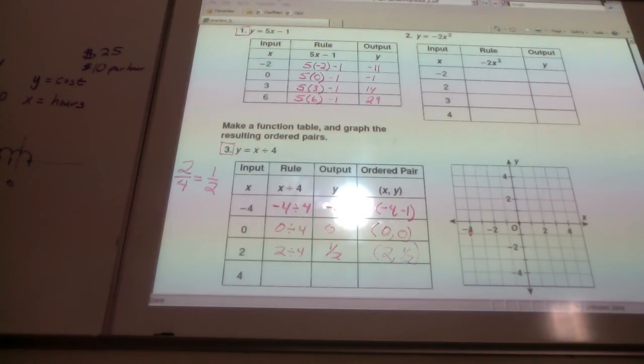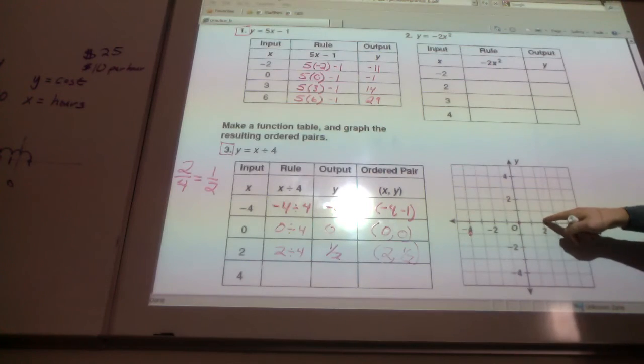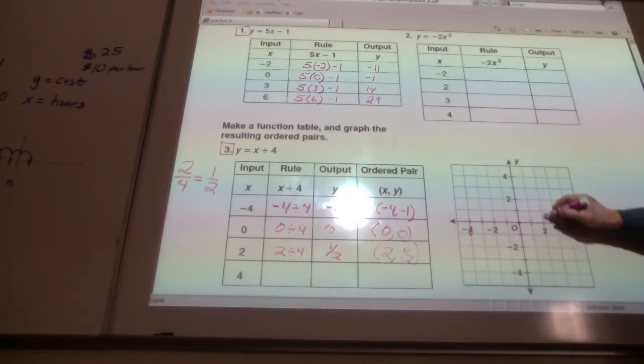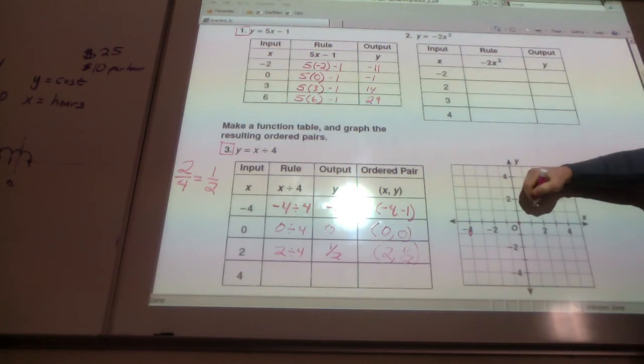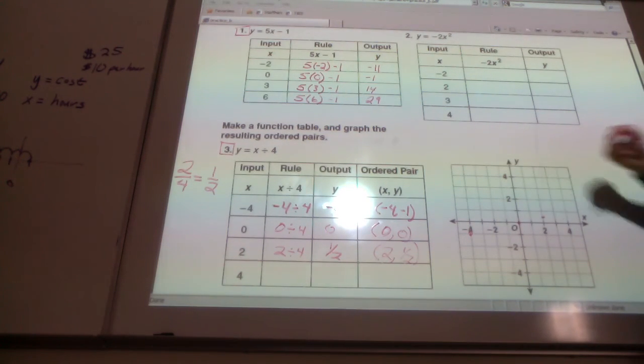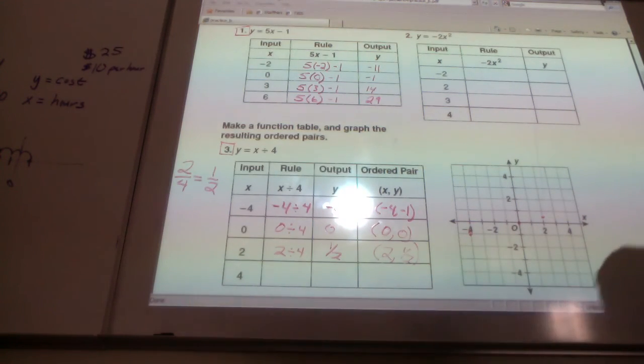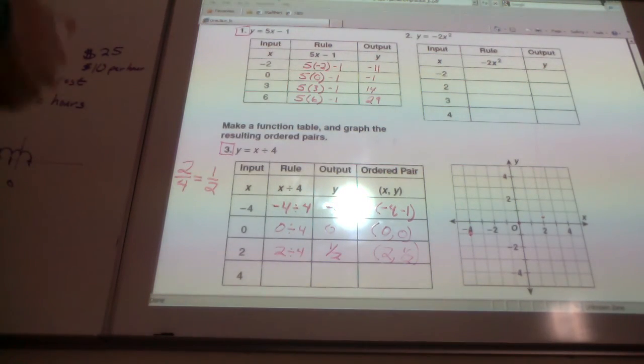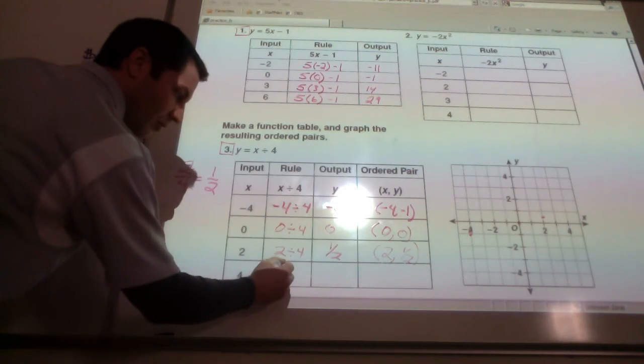Now to graph this one, we just go over 2, and then we have to go halfway up between 0 and 1. So we're about right there. Then we do our last one. What's 4 divided by 4, class? 1.